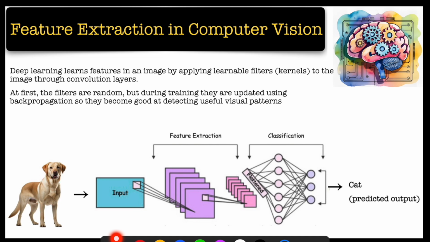We directly feed the image to the network. At first, these filters will have a size and some random values. During training, they are updated using back propagation, so they become good at detecting useful visual patterns. Initially, with random values, it might output something wrong. We pass a dog image, and it might predict it as a cat. As we train the network, the filters get the appropriate values so that it detects the image better.